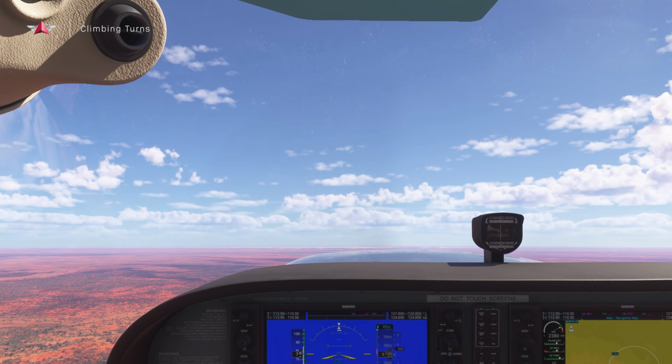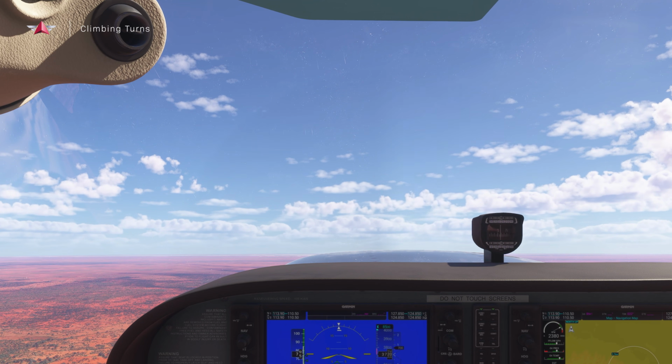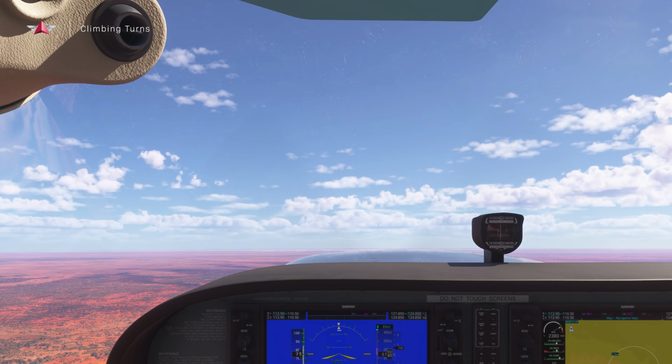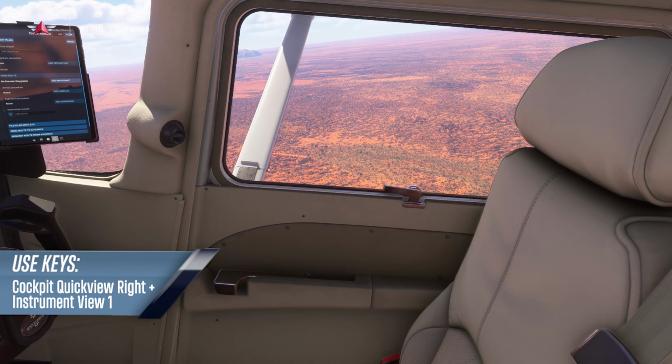All right, here's how climbing turn entries look in the plane. Let us consider a right turn first. Here we are in a steady and trimmed climb at VY. First, as with all turns, let's look to the right and ensure there's no traffic.